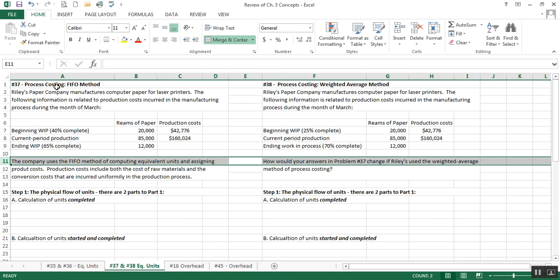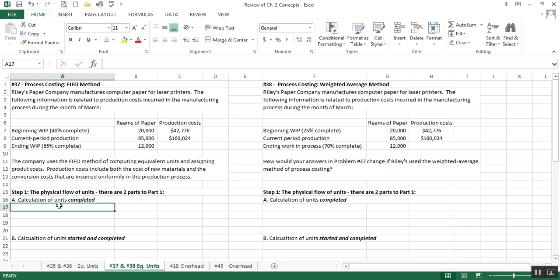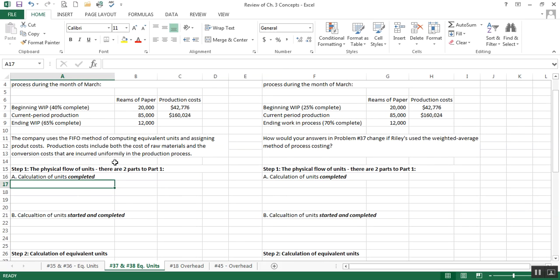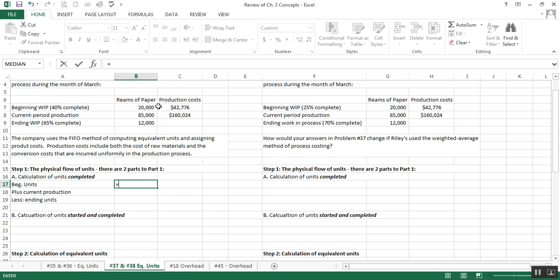Let's do another example, 37 and 38. So again, it's going to be the same process. This time we're looking at a paper manufacturer and reams of paper. So we're going to start with the physical flow. Again, it's going to be beginning units plus current production less ending units. Okay? And again, we're looking at whole units. We're not doing equivalent units yet. So it's going to be beginning, current, ending.